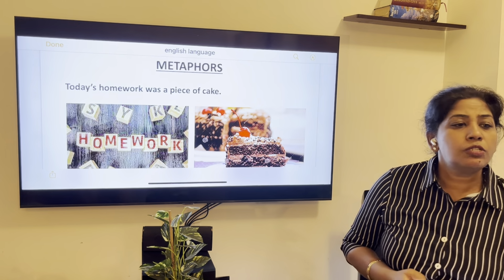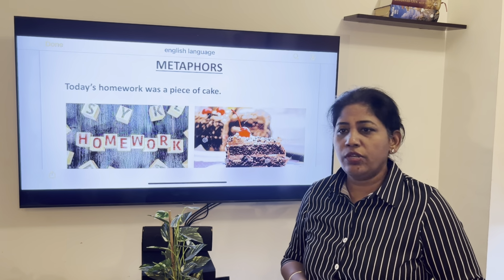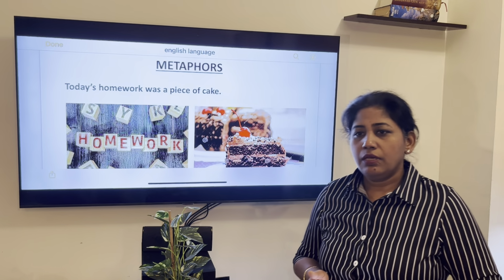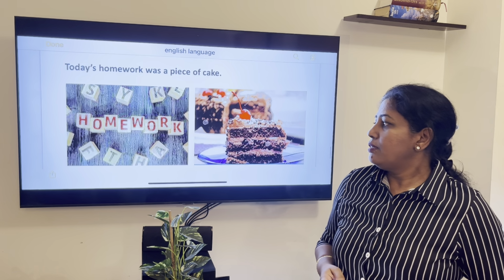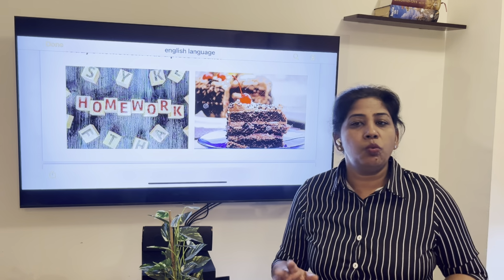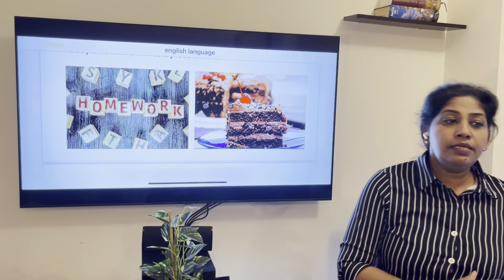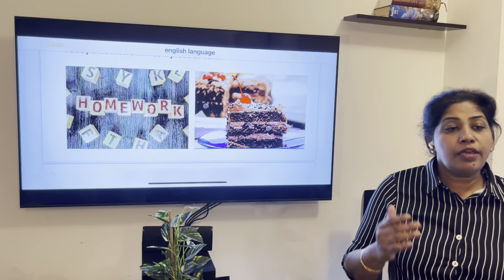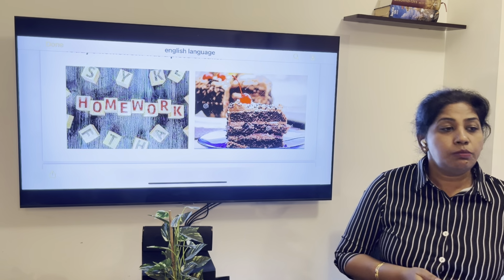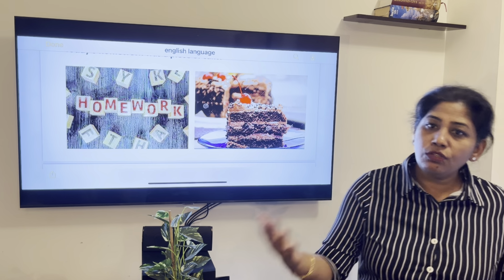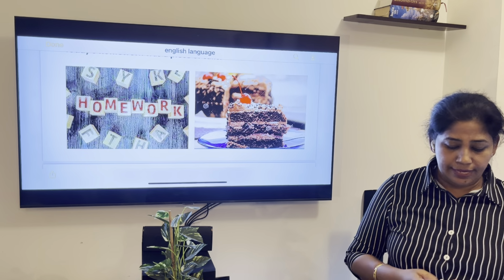Today's homework was a piece of cake. Oh, it was so easy. Today's homework was so easy. It was a piece of cake. Yeah? Now, have you understood what is the difference between similes and metaphors? Similes compare two things and use words like and as, whereas metaphors are also comparison of two things without the use of words like and as.